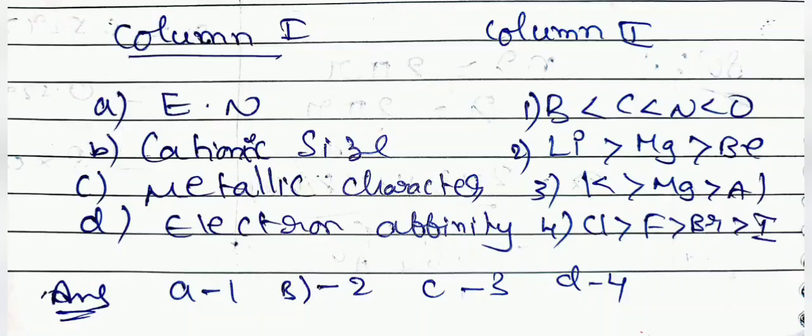Option 2. Next one is based on matching. Column 1, column 2 they have given. So where the electronegativity order is B, C, N, O, cationic size, metallic character and electron affinity and all. Directly they have given the horizontal matchings A1, B2, C3 and D4.